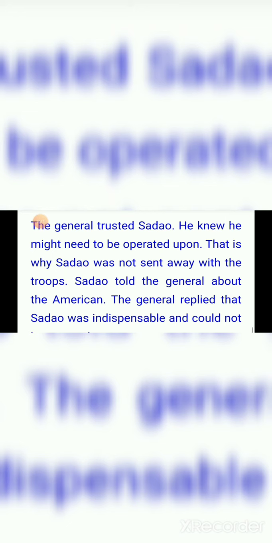Sadao told the general about the American. The general replied that Sadao was indispensable and could not be arrested because there was some medical issue, and he was a trustworthy doctor, so he didn't want to punish him for his offense. Then the general suggested a way, means a way should be there, that he didn't want to punish the doctor, and on the other side he didn't want to keep the soldier in the country as well.